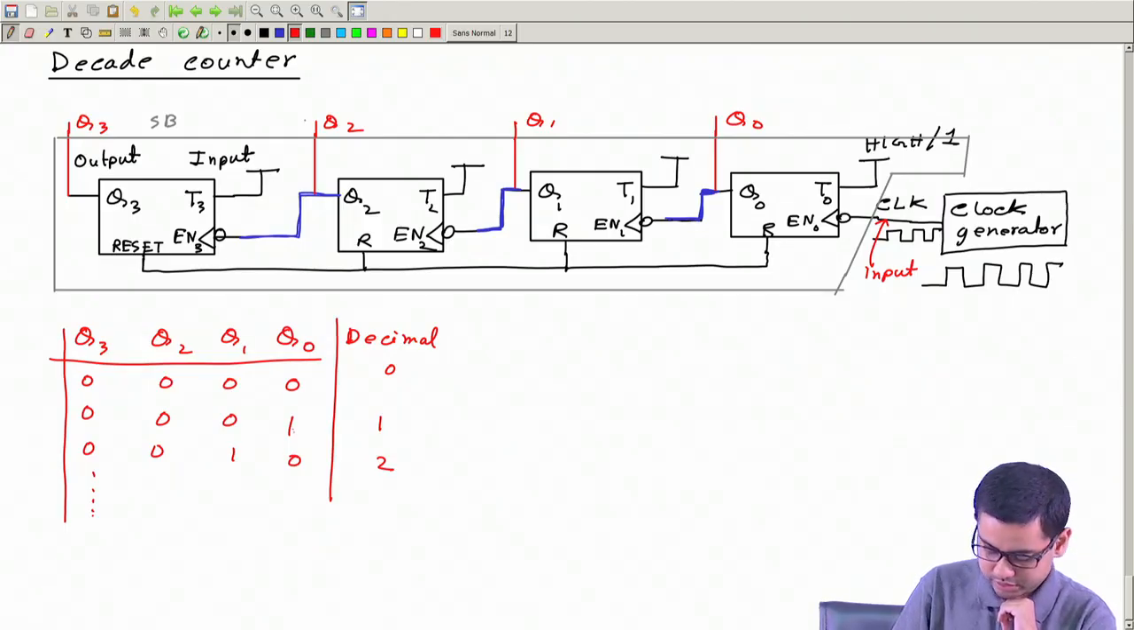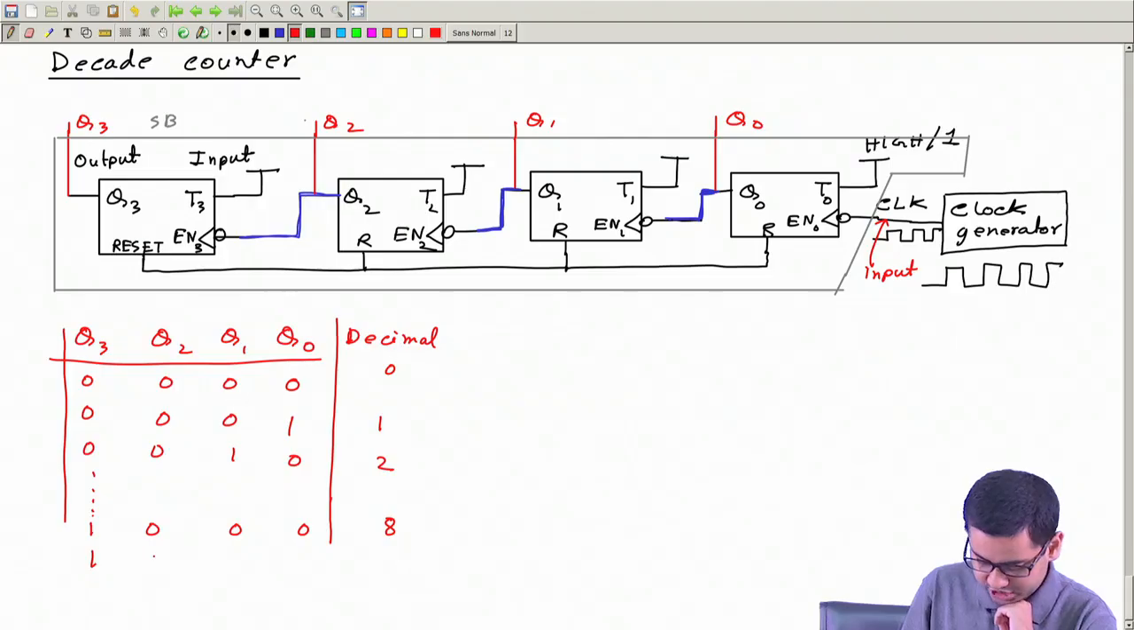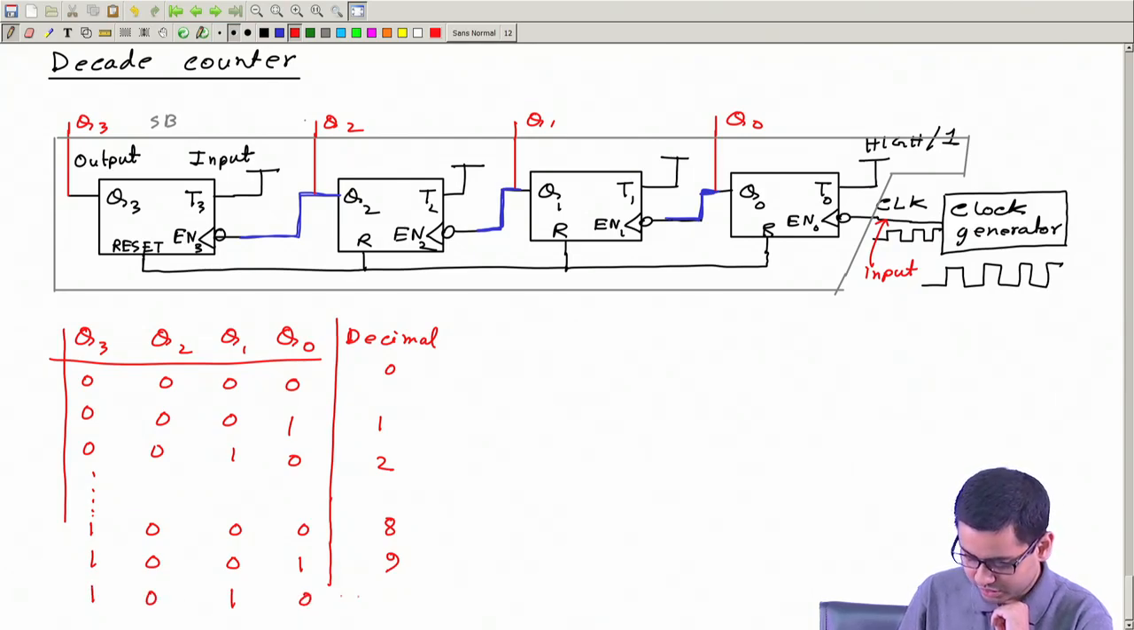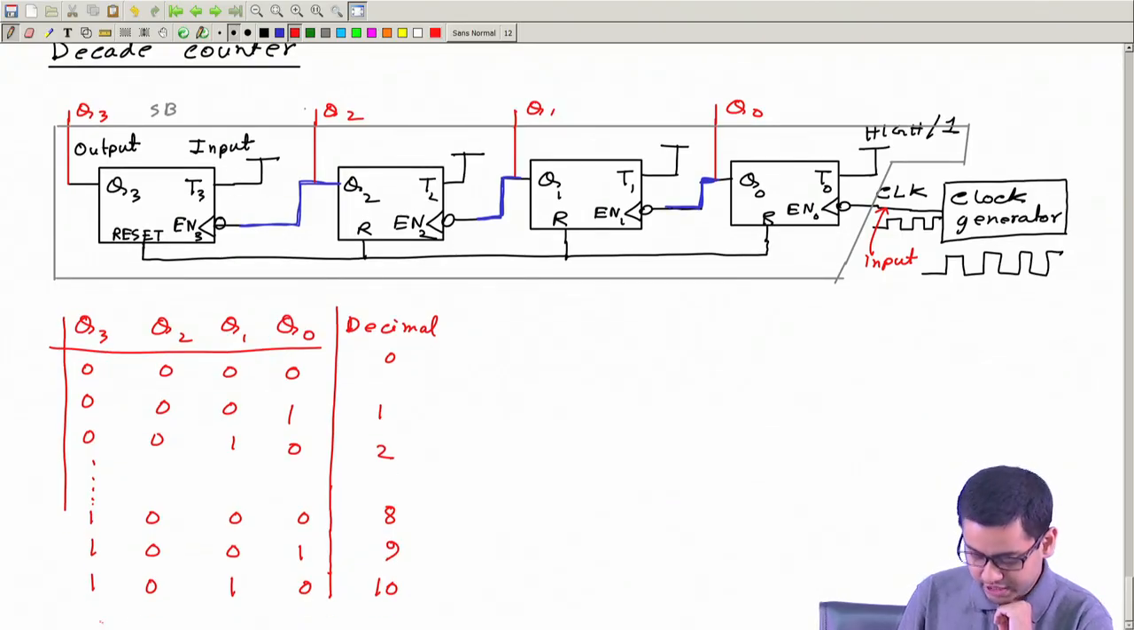So 8 is this. After that it will become 9. So 9 is 1, 0, 0, 1. After that it will become 1, 0, 1, 0. This is equal to 10, and it will go on. It will count 11, 12, and so on normally.